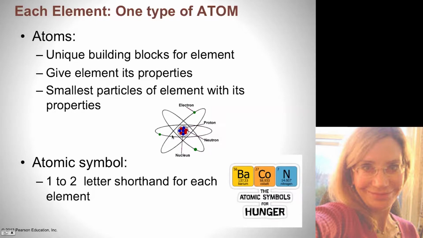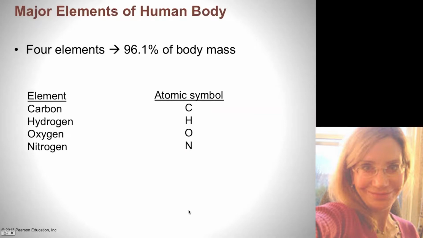The atomic symbol is a 1 to 2 letter shorthand for each element. I thought this was pretty funny. Barium, Ba, cobalt, and nitrogen. They're actual symbols.